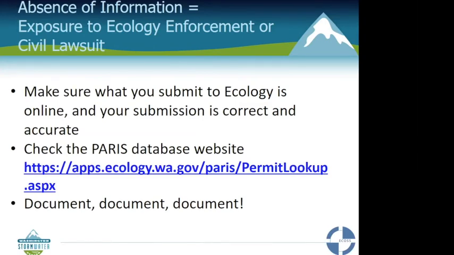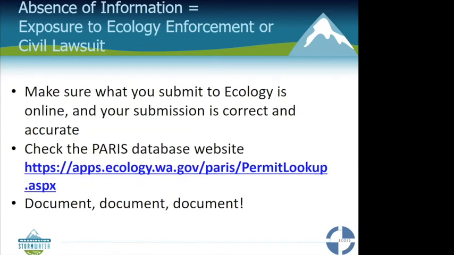All right, so let's talk about ecology enforcement or civil lawsuits, just briefly. An absence of information opens you up for exposure to enforcement and civil lawsuits. So make sure that what you submit to ecology in those DMRs and your annual reports is accurate and correct. And you can check that by going to the Paris database website. This is where all of your information goes. And it's a public database. And so anybody can go and look at this database, look up your facility and see what you are doing to ensure that you're in compliance with your permit.